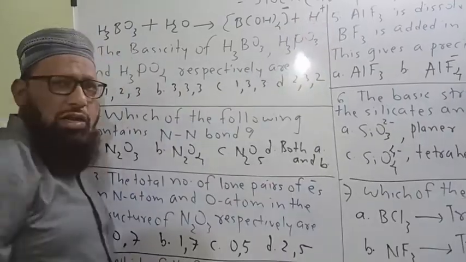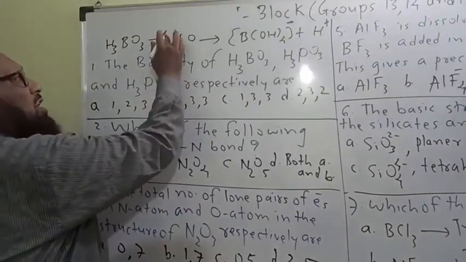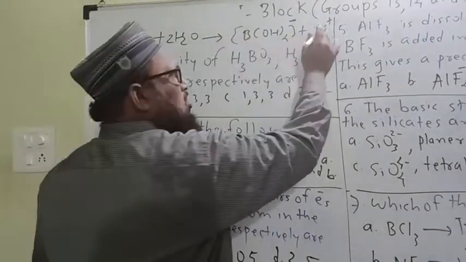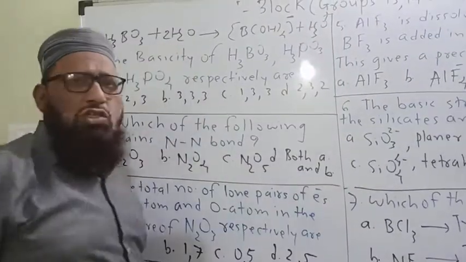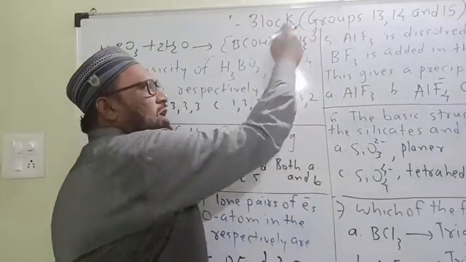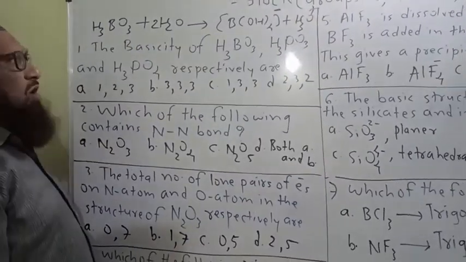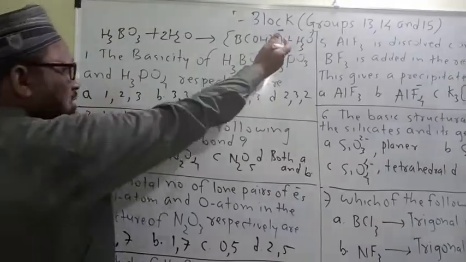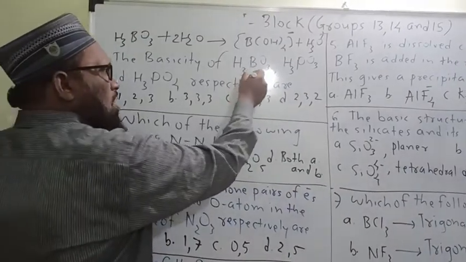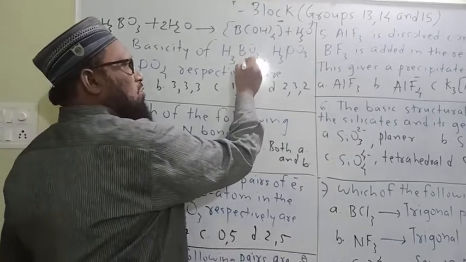H plus ion does not exist in free form. We can mention the reaction in this manner also, H3O plus. Remember, concentration of H plus ion and H3O plus ion, hydronium ion, are equal. Now here 1 H plus ion is formed. Therefore basicity of this orthoboric acid is 1.